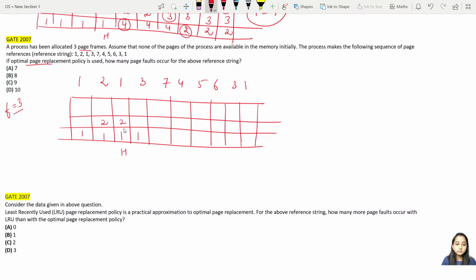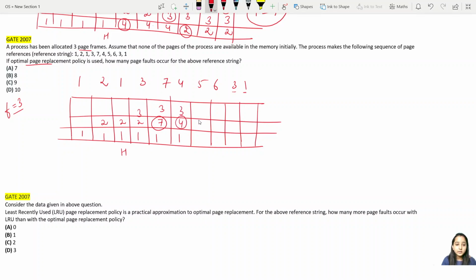There is no need to add the new page here because 1 is already there. So a hit occurs. 1, 2, 3, then 1. Which one should be replaced? 3 is there. Either you can replace 2 or the other, because 2 is not present in the near future; 3 is present here, 1 is present. So it will be replaced by 2. 7 will arrive here. Replacement has been done. Then 4 arrives. 4 will replace 7 because 3 and 1 are needed.